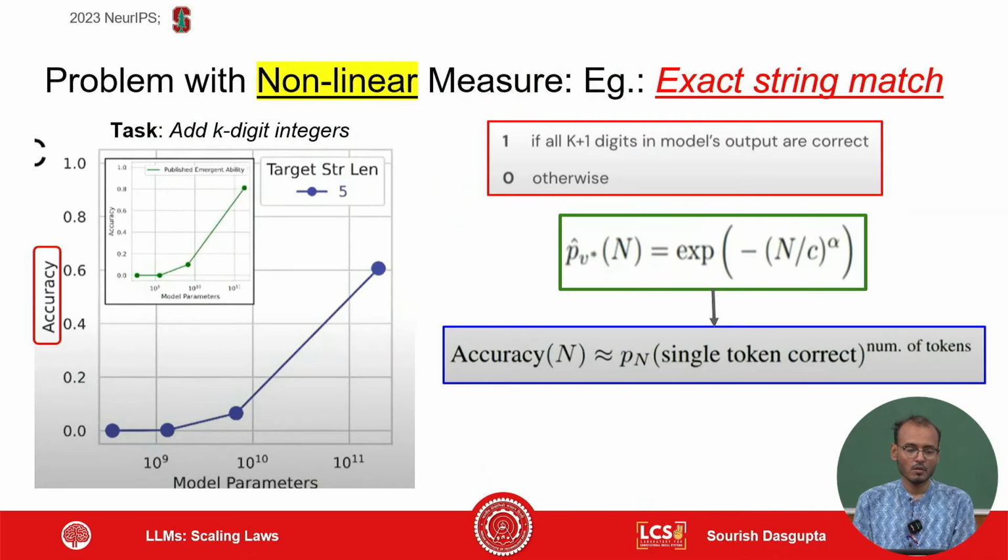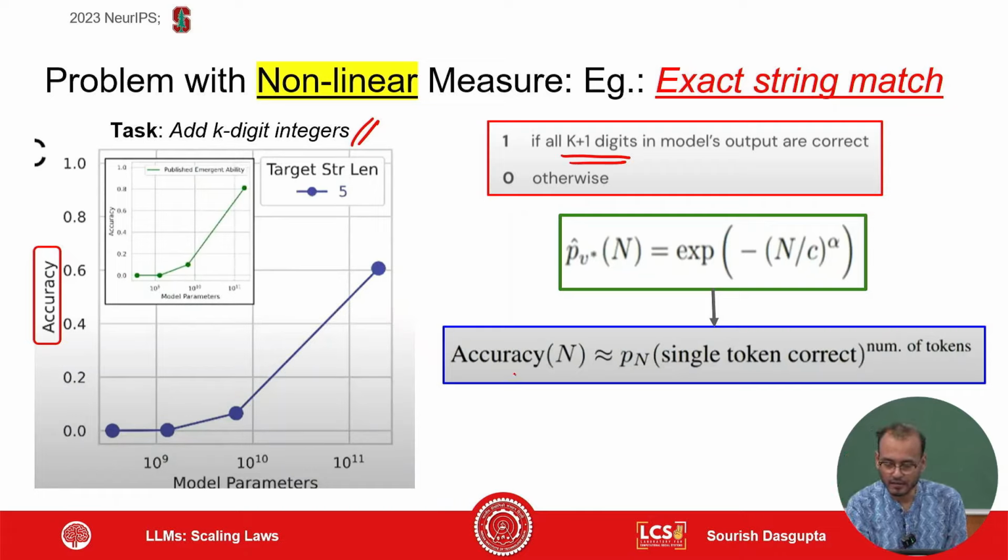Now what they were saying is that the problem is that most of these measures, which are 1 or 0, are non-linear. To explain what they mean by non-linear, let's take the task of adding k digit integers, right? Because it's a k digit addition, the result can have k plus 1 digits. So if all the digits of the final result match, then only you will get a 1, else you will get a 0, right?